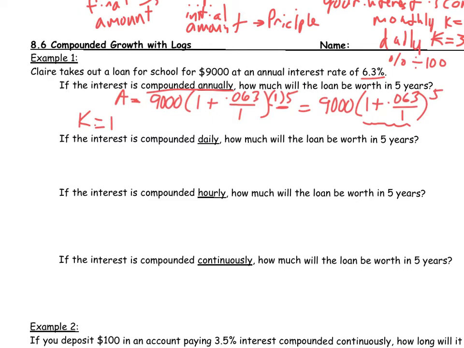So plugging this bad boy in, we would just do this. 9,000, parentheses, then put all that work in there. 1 plus 0.063 divided by, well, 1. It's not always going to be 1, though. That's why I'm kind of showing you this. Finish parentheses off, hit the A to the B button, and then type in 5. And there's our answer. Let me get a little room here.